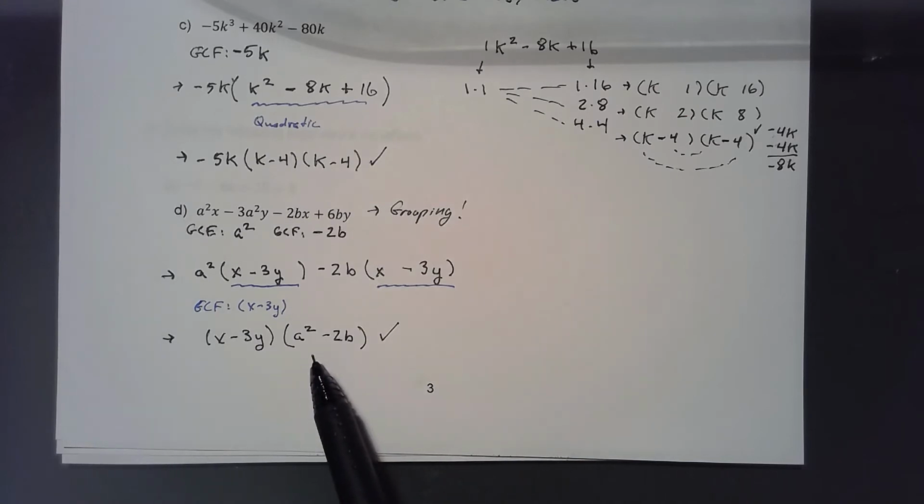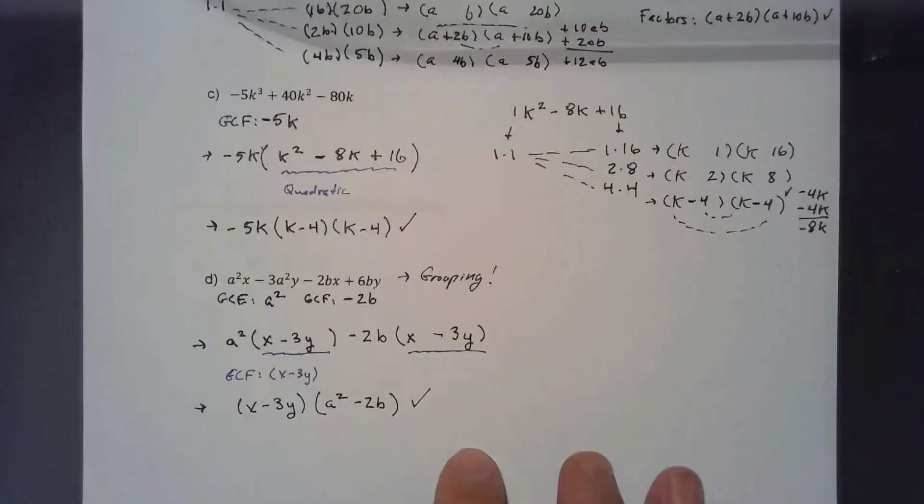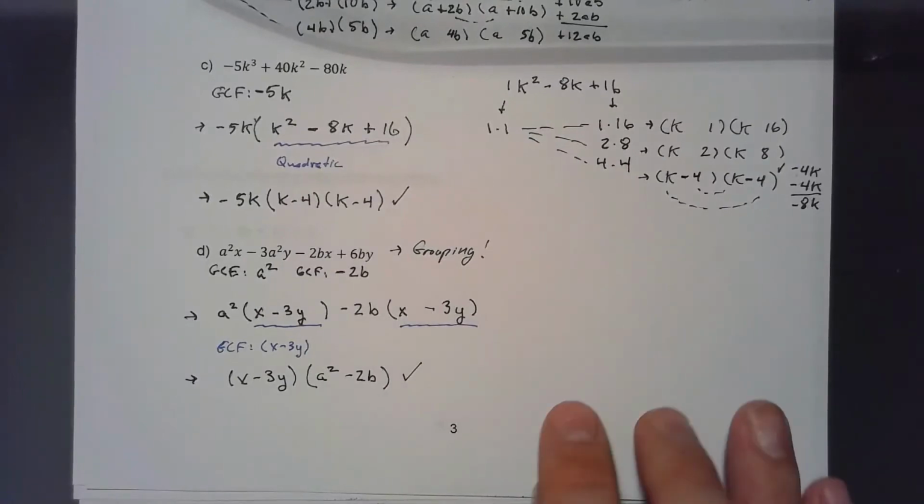It's worth noting that you might think this is a difference of 2 squares because the first term is being squared, but it's a subtraction, and this is not a perfect square. So that is not a difference of 2 squares, but it's just worth noting that. All right. The next page.